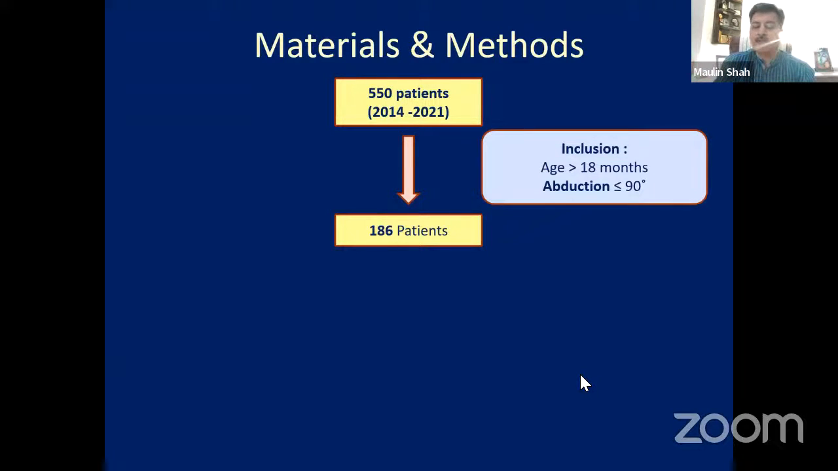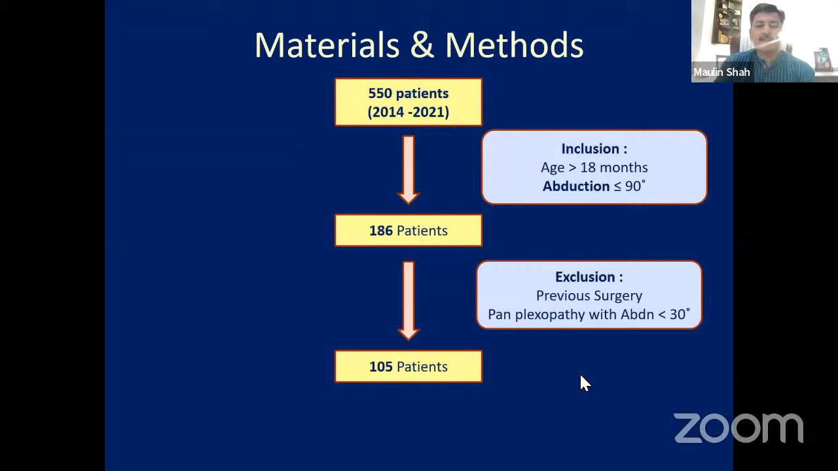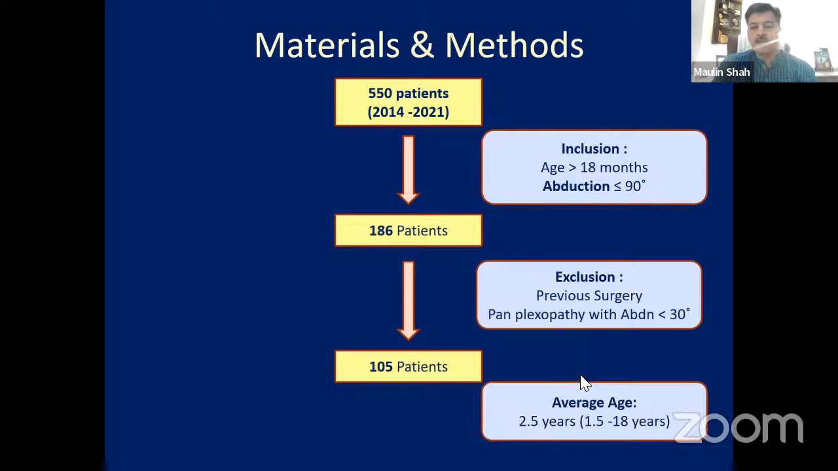And in those patients, abduction was less than or equal to 90 degrees at the outset. Out of these 186 patients, we excluded those who had undergone previous nerve surgery or shoulder rebalancing surgery, and the ones with panplexopathy whose abduction is usually less than 30 degrees. So it led to 105 patients, and their average age was 2.5 years, ranging from 1.5 to 18 years.